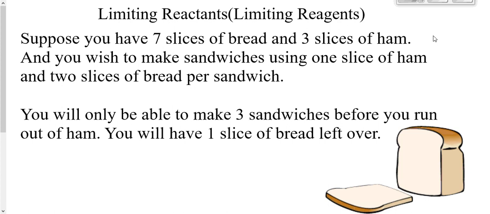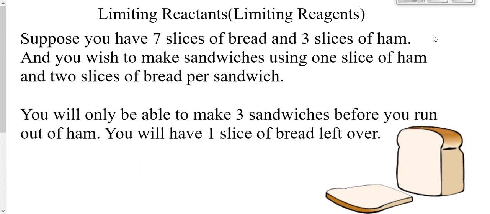Stoichiometry is trying to figure out how much product you would get if you're given a certain amount of reactant, or how much reactant you would need to give you a certain amount of product. What do you do, though, when a question gives you two different starting points? We end up with something called limiting reactants or limiting reagents.